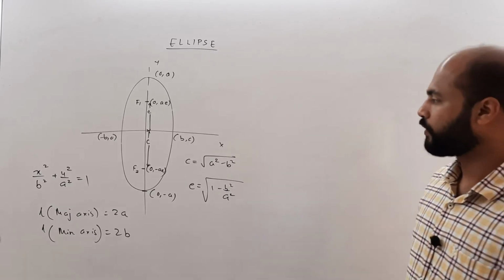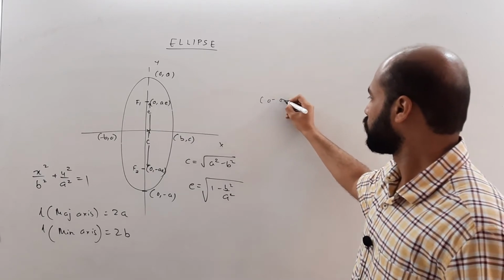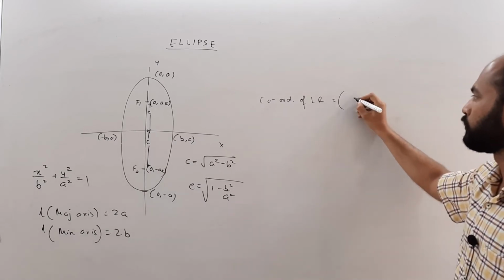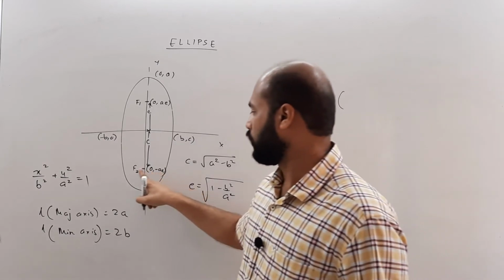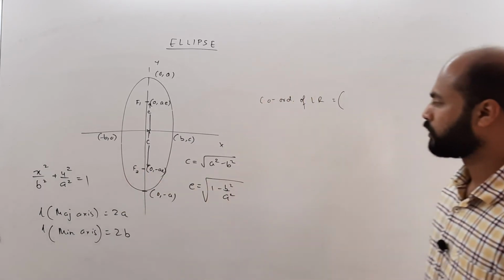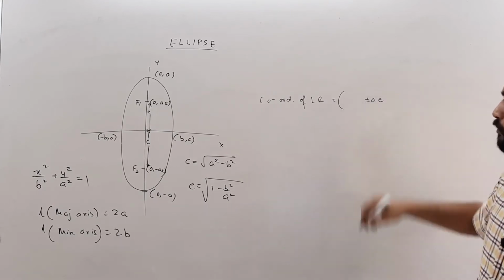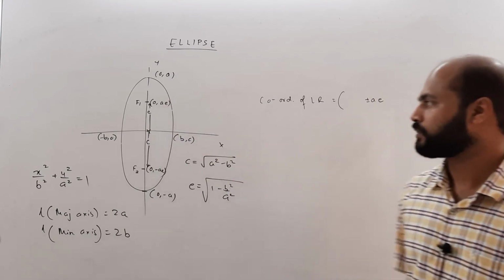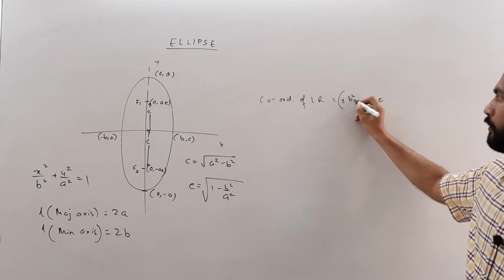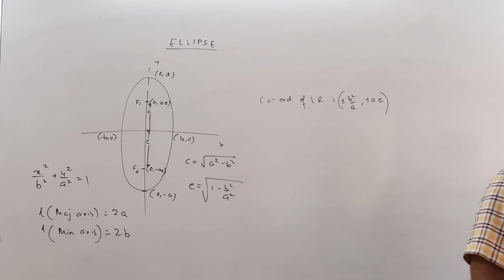Now once this is found, we can also find the coordinates of latus rectum. Coordinates of LR are going to be, this is going to be positive, this is going to be negative, and this is positive. So ae is going to remain the same. So plus minus ae, because here it is minus, here it is plus, and these variations we can write as plus minus b square by a. So these are the coordinates of the latus rectum.